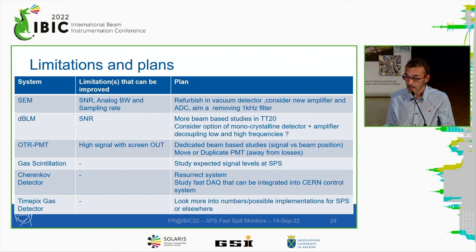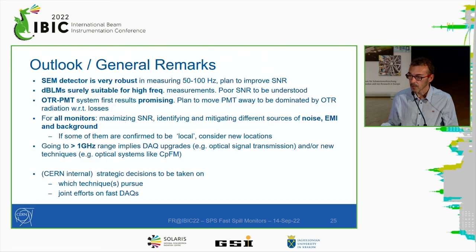And in this table, I summarize the present limitations and especially what we believe can be addressed in the short term, which goes from refurbishing the in-vacuum detectors of the SEM that I already mentioned to more beam-based studies. For example, for the PMT detector, to move or duplicate the signal in order to have a PMT which is further away from beam losses and dominated by the optical transition radiation, which is in fact what we want by design from this detector. And the rest I already mentioned, so I can go to my last slide, which is also a summary of the assessment I already mentioned.